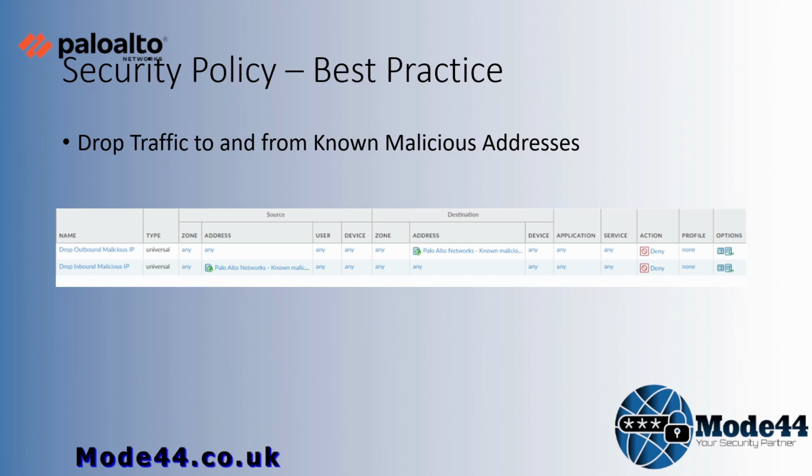Security policy best practice: drop traffic to and from known malicious addresses. Within the firewall, there are dynamic groups, and some of them are maintained specifically by Palo Alto. There's no third party involved. One of those, for instance, is the known malicious addresses, which through their research, through WildFire and through telemetry and everything, are known to be malicious. So you would deny that traffic to and from, and log.